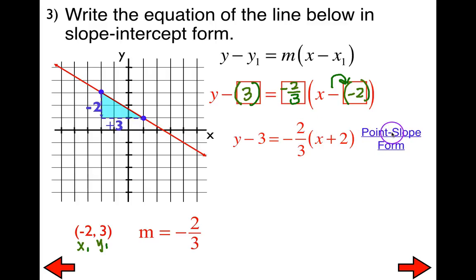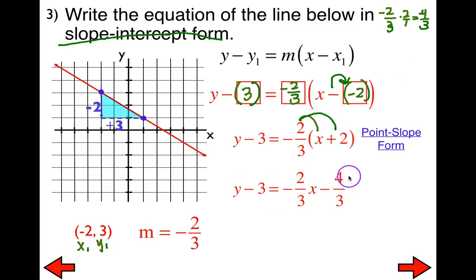Now here's your point slope form, but again, that's not what they're asking us for. This is what they want. So I'm going to have to distribute. Negative 2/3 x is just negative 2/3 x, but negative 2/3 times 2, I'm going to have to work that out. That's going to be a negative 4/3. So I'm going to go ahead and write that down. And at this point, we're almost there.